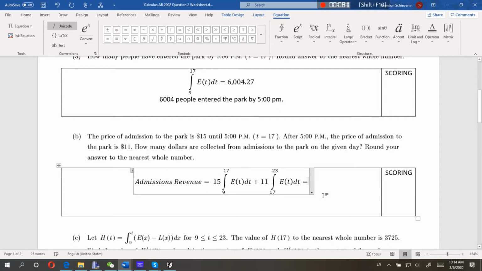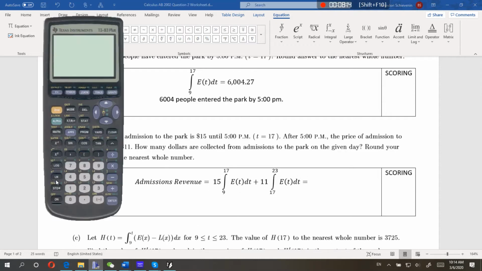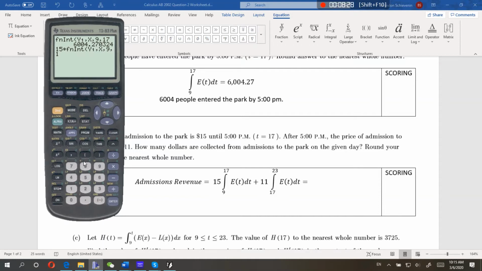Okay, and then this is with a calculator, so I'm going to go ahead and throw that in. So this is 15 times math 9 variables, y variables, function y1 in terms of x from 9 to 17. I'm going to close that and add 11 times math 9 variables, y variables, function y1 in terms of x from 17 to 23.